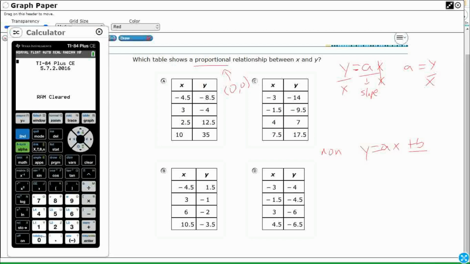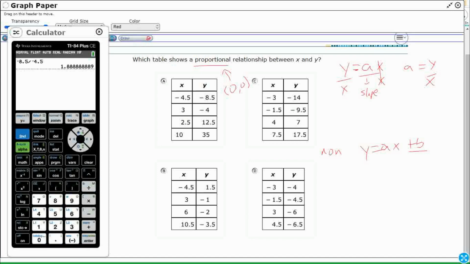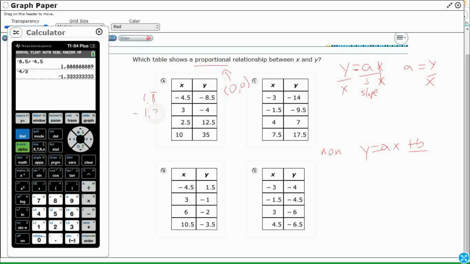I'm going to start with right here, negative 8.5, that's my y, over negative 4.5. I'm going to just write that down, right? That's going to be 1.8 repeating, is what it looks like. And let's do this, right? Negative 4 divided by 3. Well, there's my first problem. We're already seeing it's not proportional because, look, one is 1.8 repeating, one is negative 1.3 repeating, right? If I do 12.5 divided by 2.5, 5. Okay, we are all over the place here.